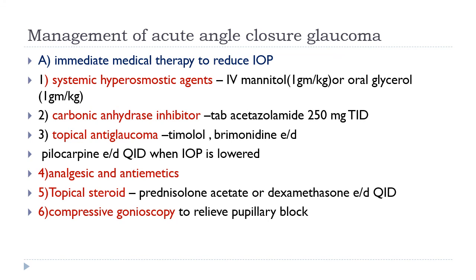potassium decrease. Topical anti-glaucoma medication has to be started along with that, in the form of timolol or brimonidine or a combination of these drugs. And pilocarpine is a must, because you are releasing some peripheral adhesions by contraction of the pupil. Along with that, you have to use analgesics and antiemetics. Topical steroid is a must because inflammation has started, so prednisolone acetate or dexamethasone four times a day in tapering.